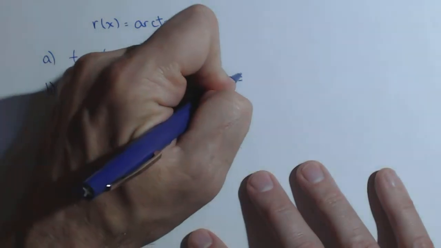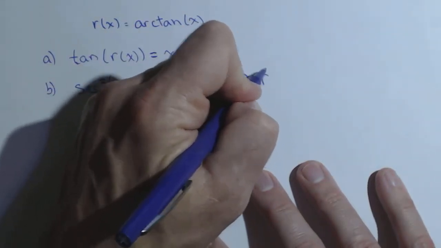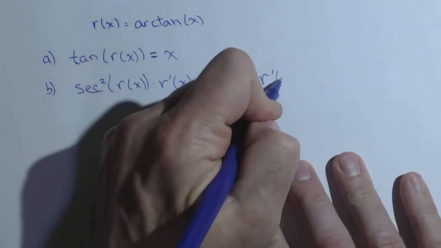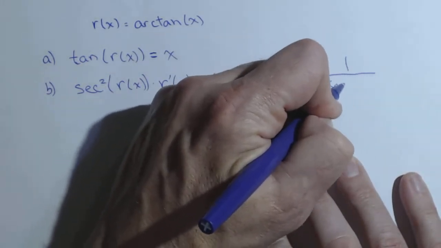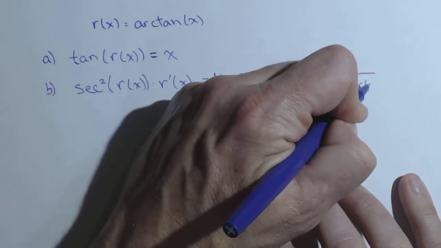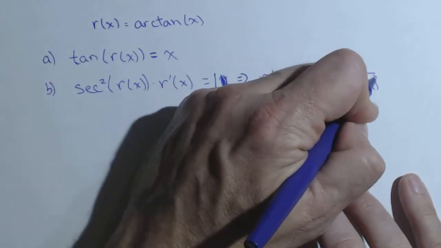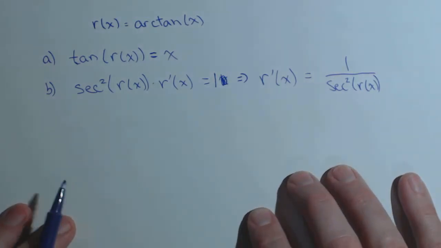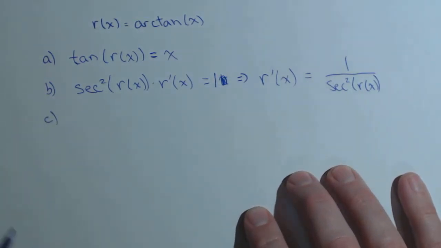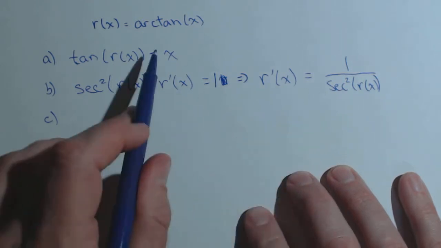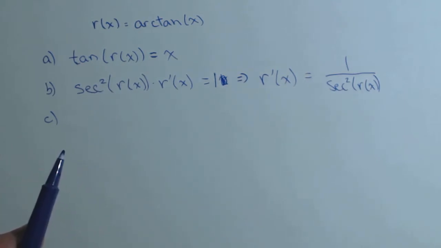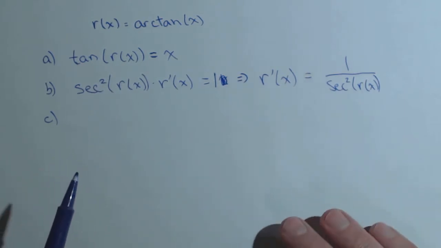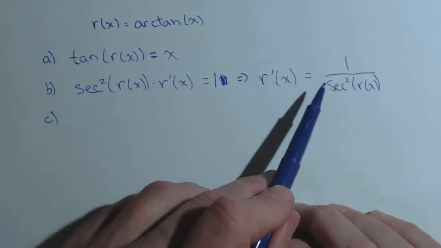And then we can say, okay, well then, let's solve this for r prime, because that's our ultimate goal. r prime of x equals 1 over secant squared of r of x. Now we're going to do a little bit of work here to simplify this. First off, remember that r of x is actually arctan of x. So what we're going to do is do a couple of rewrites.